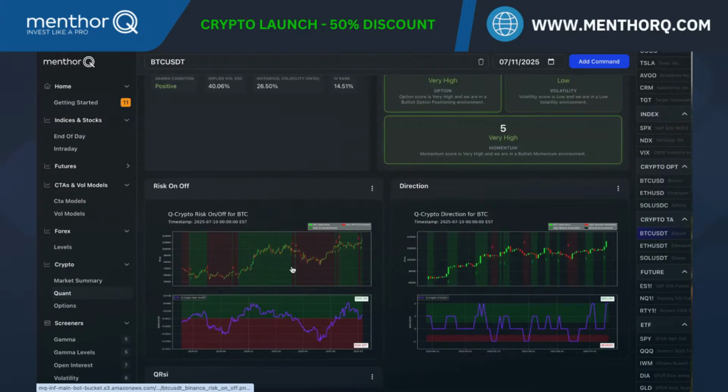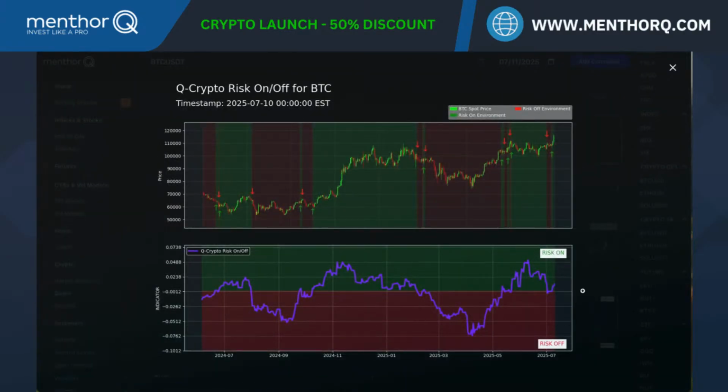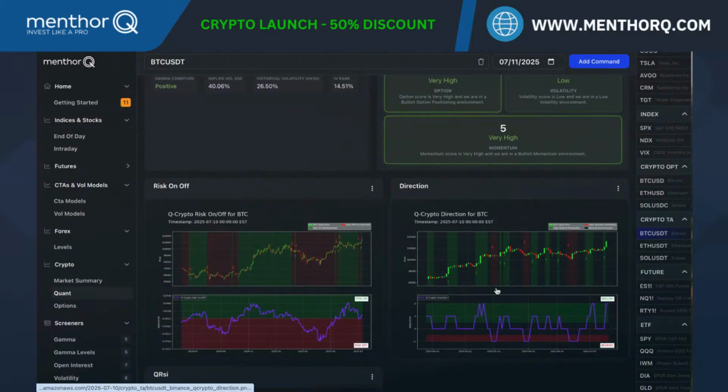Then we have our risk on and risk off indicator. So you can see it here. Very, very simple. Above 0, we are in a risk on scenario. Below 0, we are in a risk off scenario. That can tell us, again, it's not a trading recommendation. It's really telling you from the macro standpoint, is the market in a bullish trend for crypto or not, right? By looking at what's happening out there.